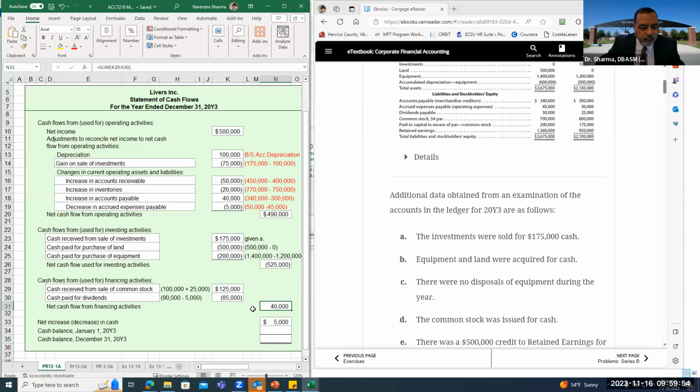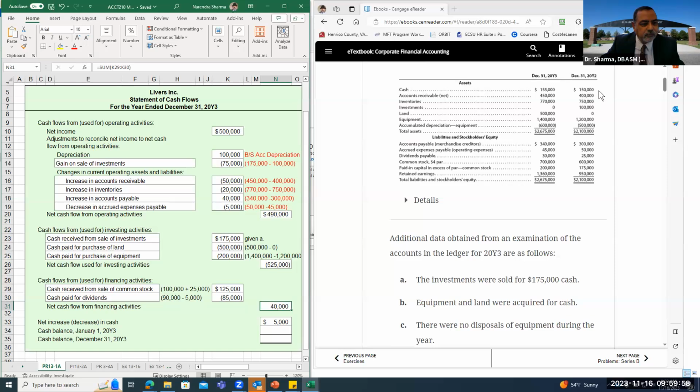So we got 5,000. Now we know that in our balance sheet, we were given beginning cash balance of 150,000. So I put that 150,000 here. So from where did I bring? I brought that from the balance sheet. Now, once I bring that from the balance sheet, I add only these two amounts. Okay, so that will be 155,000.